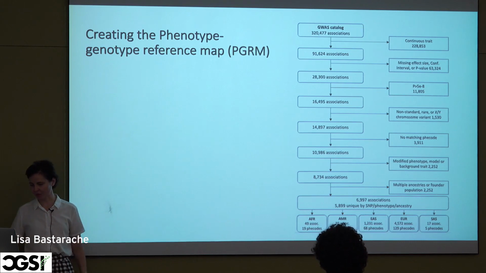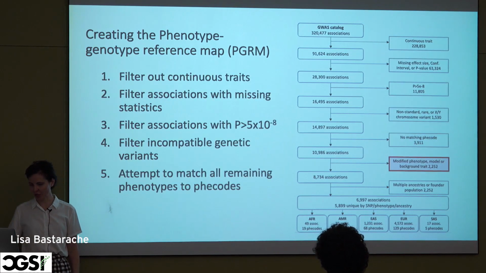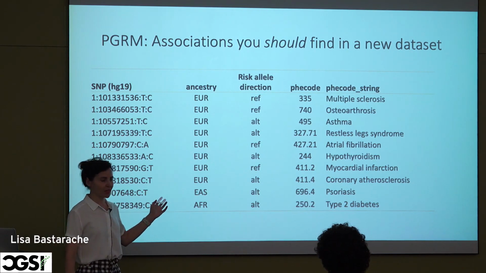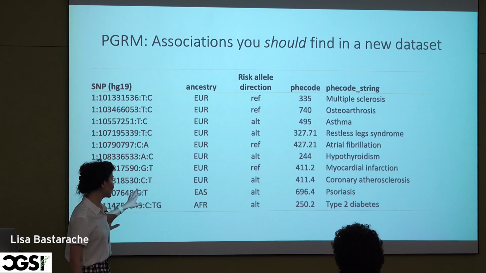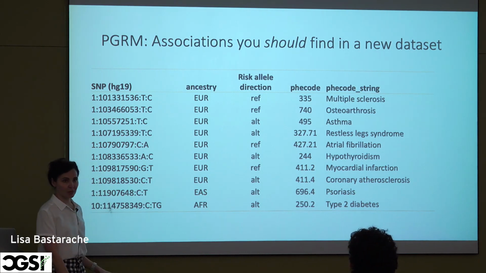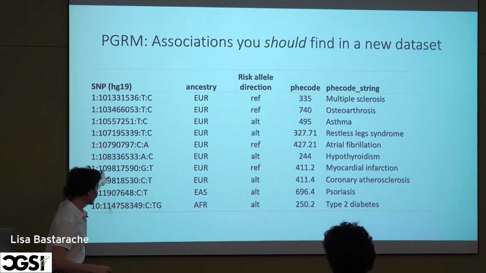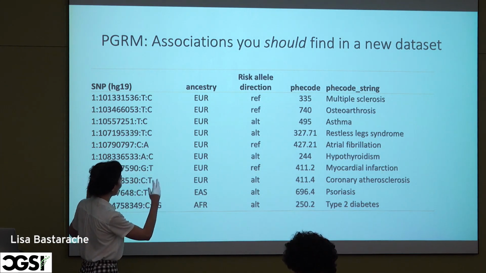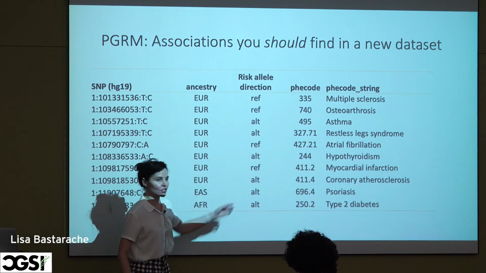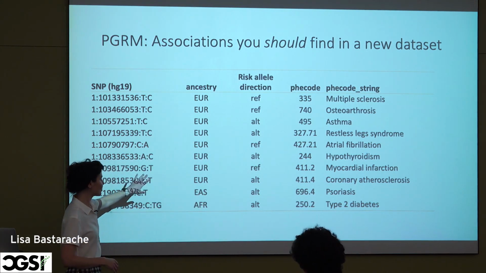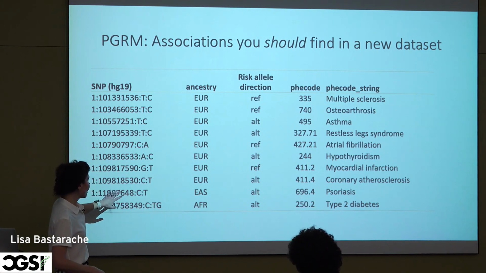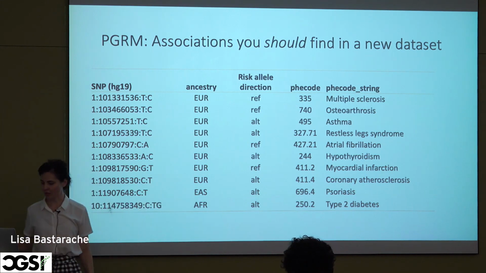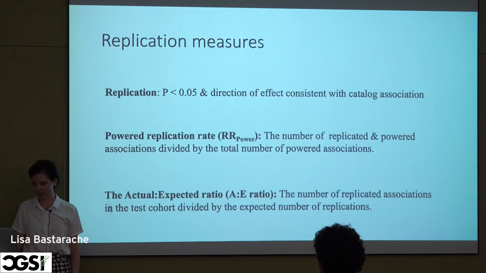We did a lot of filtering, but in the interest of time, I'm not going to go through it exhaustively. What we ended up with is what we call the Phenotype-Genotype Reference Map. This is something that we published, and I'll put up the URL in a minute. These are all genotype, Phecode-encoded phenotype associations with risk allele directions, effect sizes, and ancestry annotations. These are all associations that you can attempt to replicate in a new cohort, and like I said, it works on all of these biobanks.